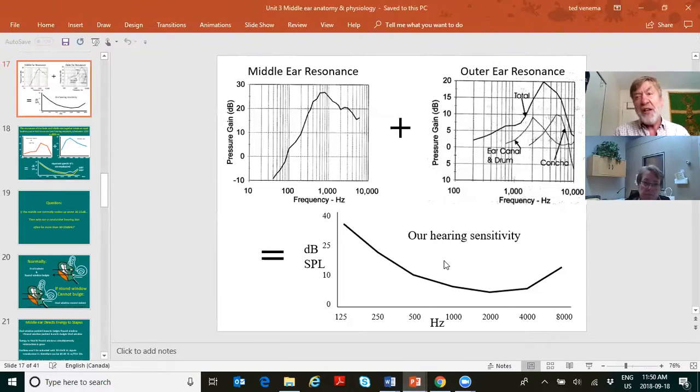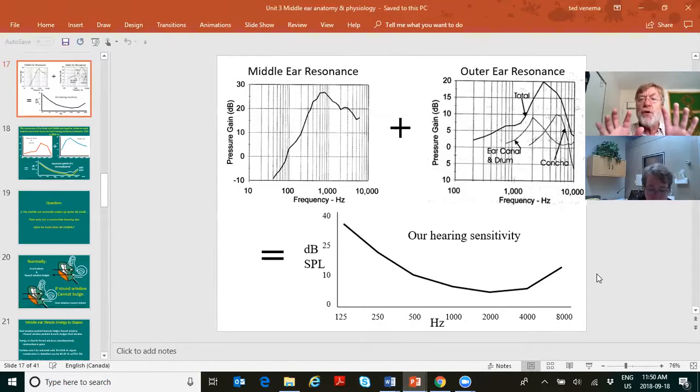Remember we talked about dBA and we said the ear is more sensitive to some frequencies than to others? Well, see this curve? That's the sensitivity curve. We are most sensitive between 1,000 and 4,000 Hz. And we are less sensitive to the very low frequencies and the very high frequencies.